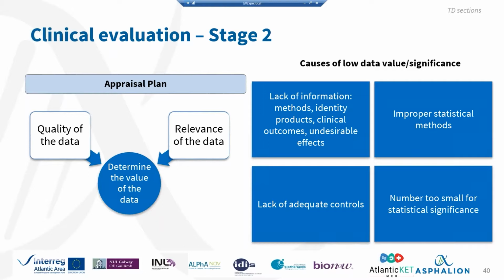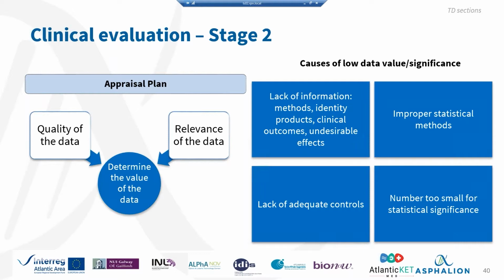So which are the most common causes of low data value or significance? Once you perform this literature search, you usually find out that there's a lack of information, because you analyze the paper and you find out that the methods are not explained, or the clinical outcomes are not thoroughly registered, or the undesirable effects have not been monitored.